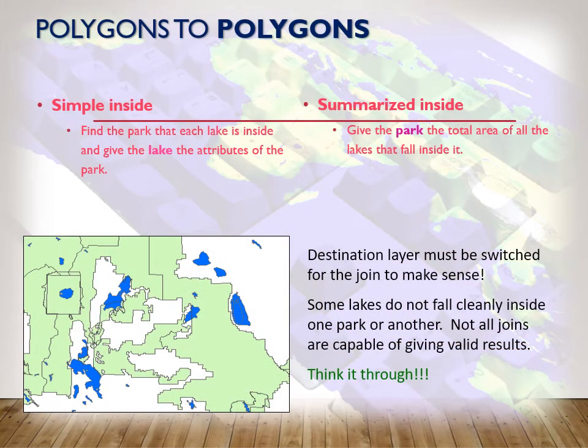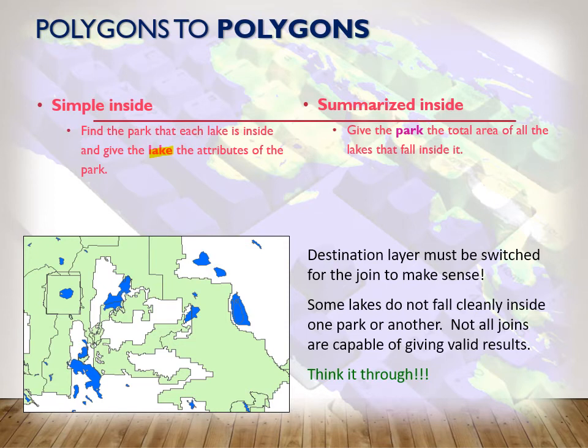Polygons to polygons, you have several options. You've got to think about it though. Simple inside: find the park that each lake is inside and then give that lake the attributes of the park. Again, we're just looking for one feature for our destination and source. This could be a many-to-one, not just a one-to-one. Basically, for each lake, whichever park that lake is in, you give that lake all the attributes of that park.